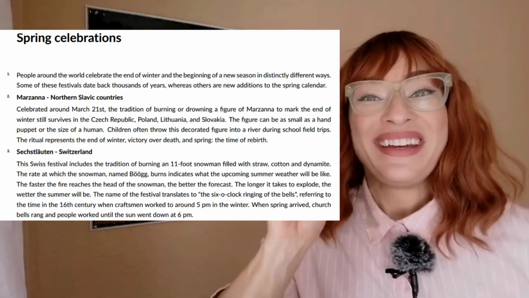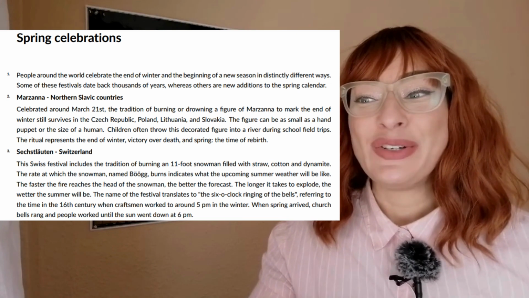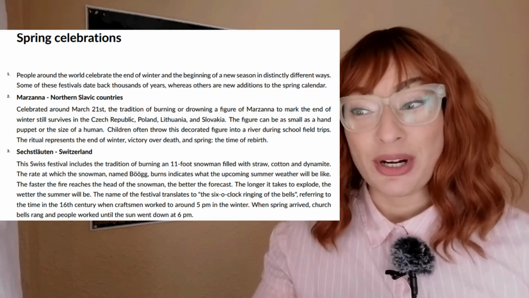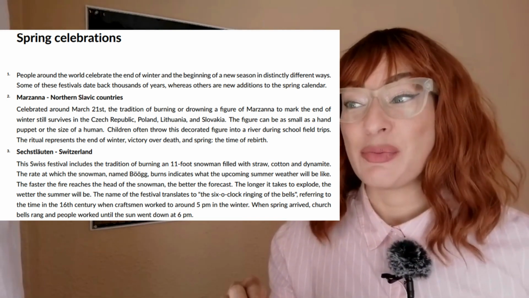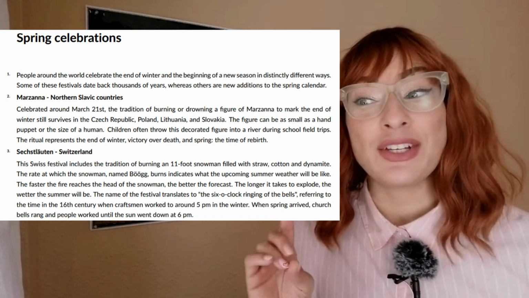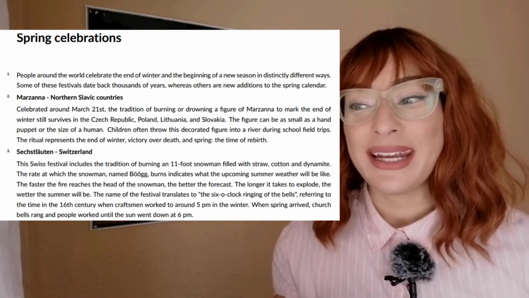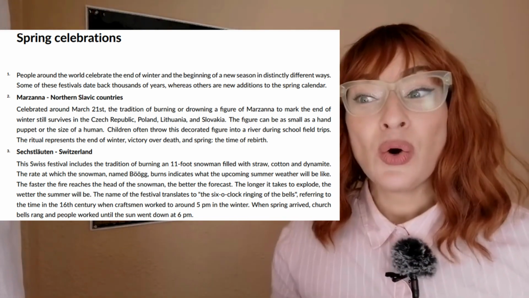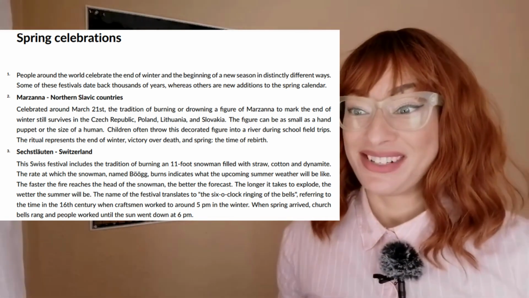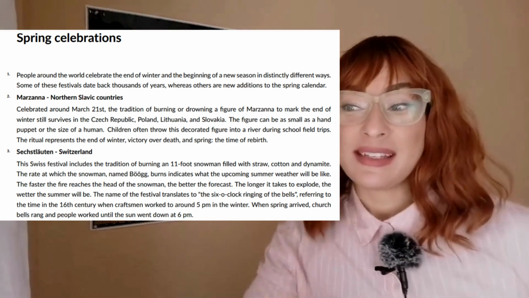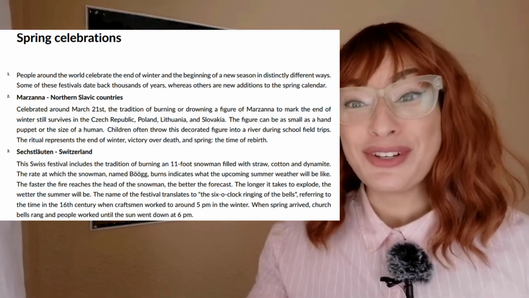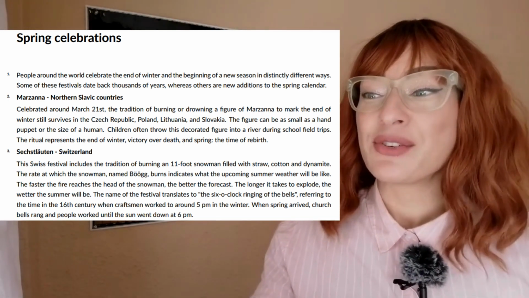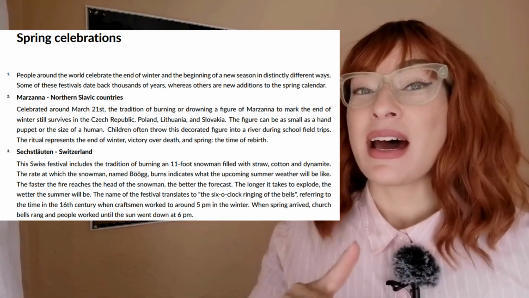Number 2, Marzana, Northern Slavic countries. Celebrated around March 21st, the tradition of burning or drowning a figure of Marzana to mark the end of winter still survives in the Czech Republic, Poland, Lithuania, and Slovakia. The figure can be as small as a hand puppet or the size of a human. Interesting. Children often throw this decorated figure into a river during school field trips. That sounds really fun. The ritual represents the end of winter, victory over death, and spring, the time of rebirth.